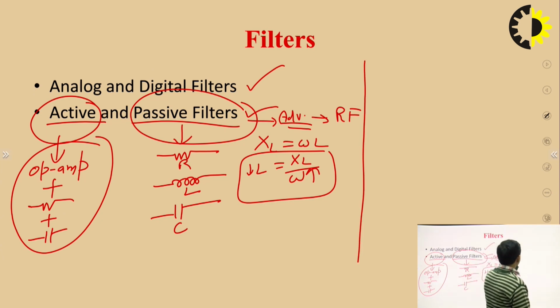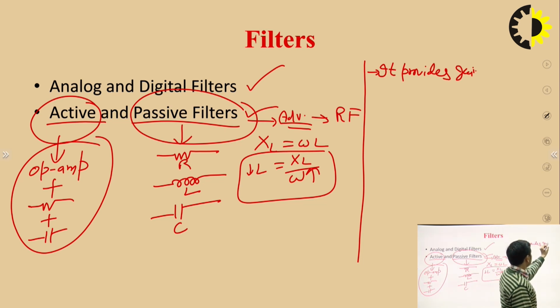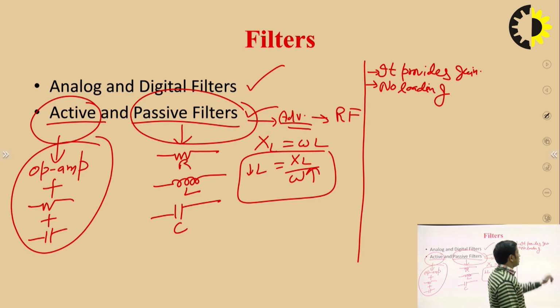So there are two advantages of active filters over passive filters. The first advantage is that active filters provide gain. Reason? Because in active filters we are using an op-amp, and that can amplify the signal. And another advantage of active filters over passive filters is that there is no loading problem.